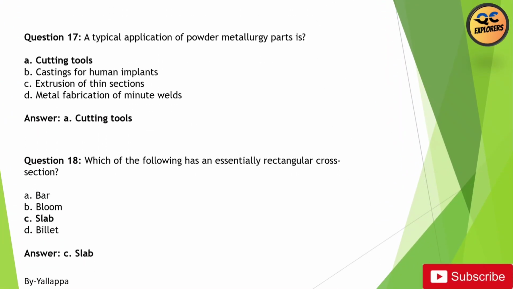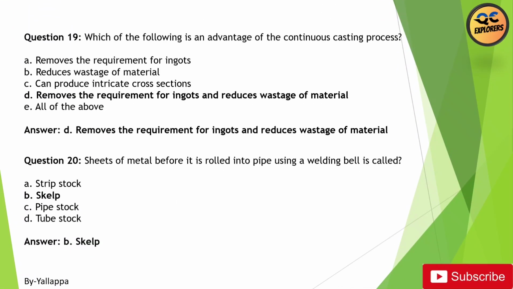Starting with question 17, a typical application of powder metallurgy parts is cutting tools. Question 18 asks, which of the following has an essentially rectangular cross-section? The correct answer is C. Slab. In question 19, we look at an advantage of the continuous casting process. The answer is D. Removes the requirement for ingots and reduces wastage of material.